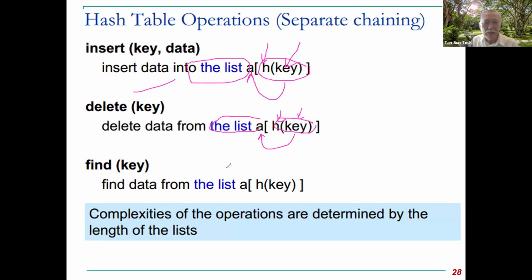And then to find the key, similarly to what we said for deletion, because deletion means you have to find the key first. Right, so we said the complexity of these operations is determined by the length of the list. As we explained in the previous slide, we have to make sure that we are able to restrict the length of the linked list. That will help us to get O(1) in all three operations.